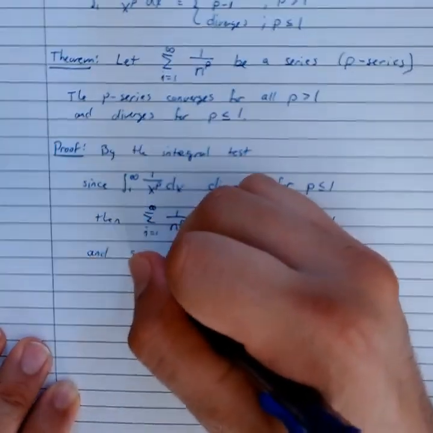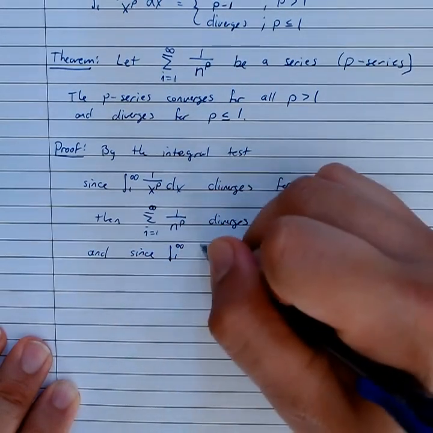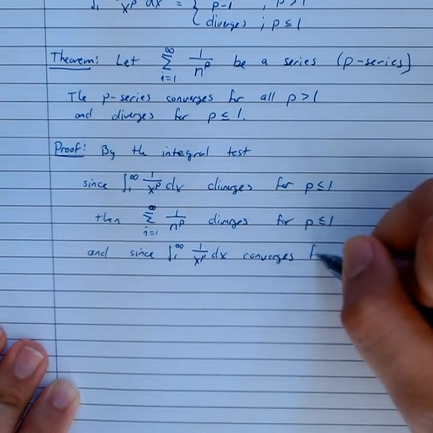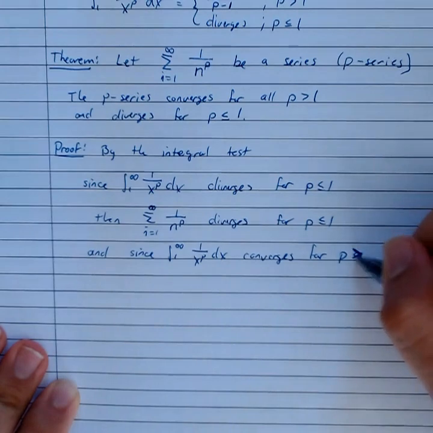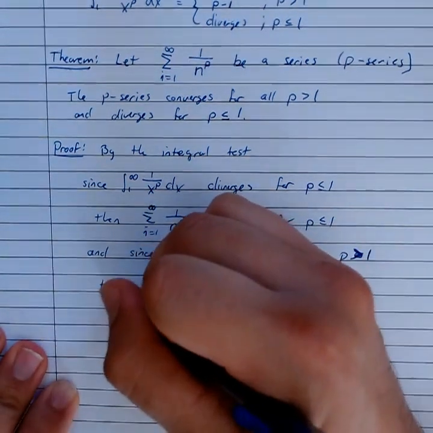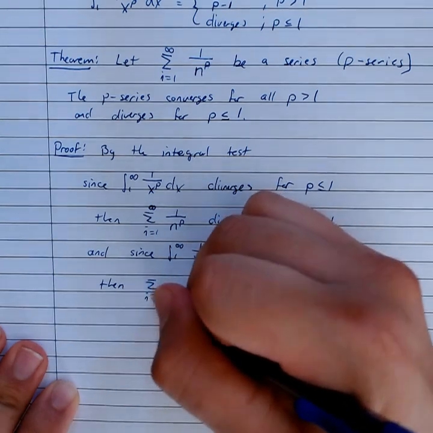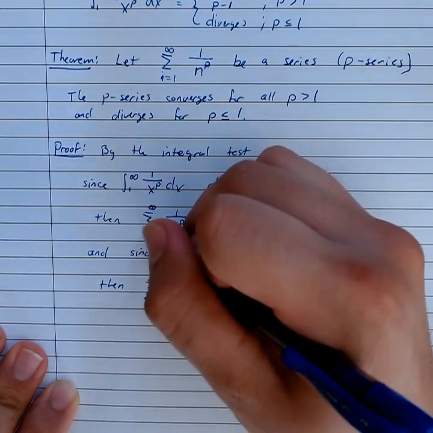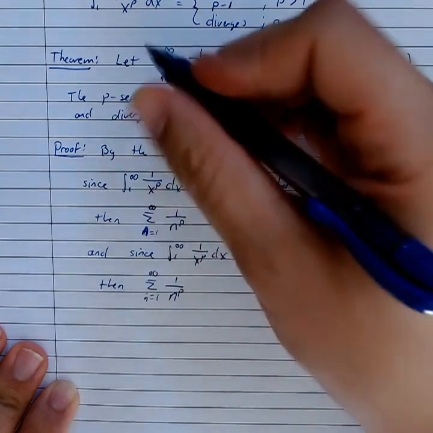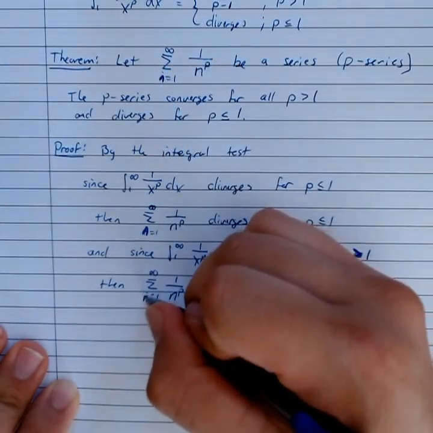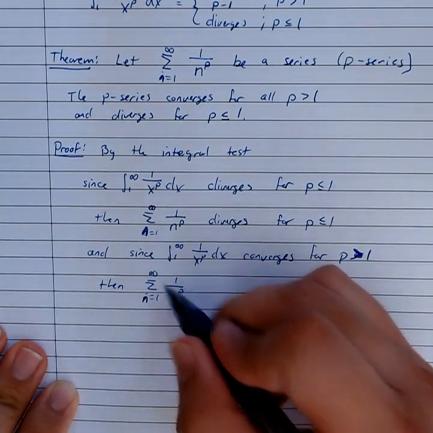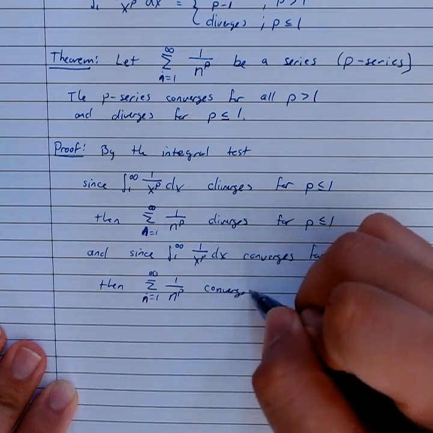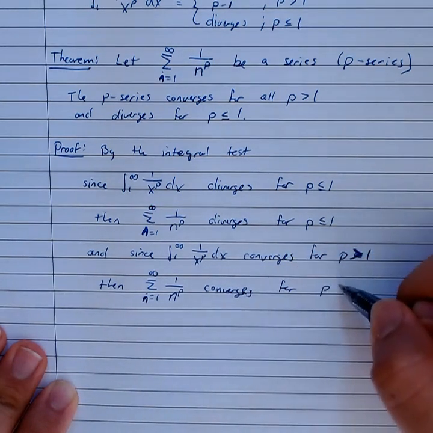And since the integral from 1 to infinity of 1 over x to the p dx converges for p greater than 1, then the sum as n goes from 1 to infinity of 1 over n to the p, sorry, these should all be n's. Here, this n should match that n. I've started mixing my variables here. The sum as n goes from 1 to infinity of 1 over n to the p also converges for p greater than 1.